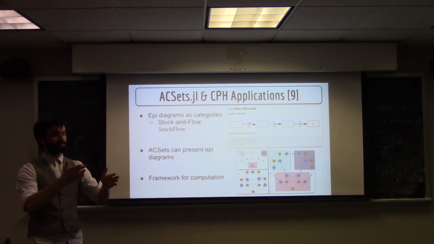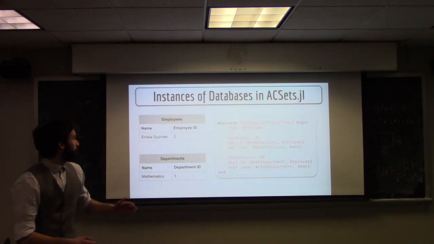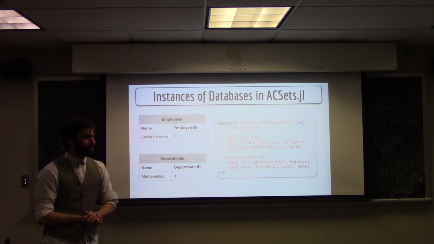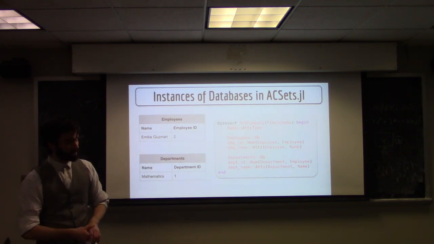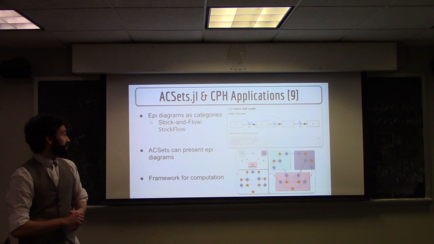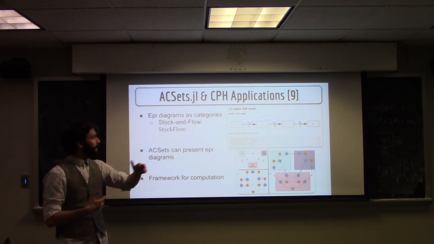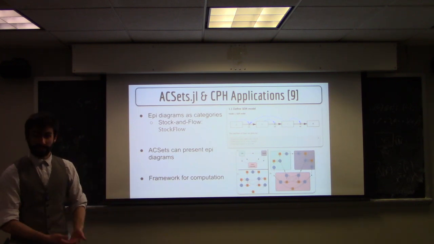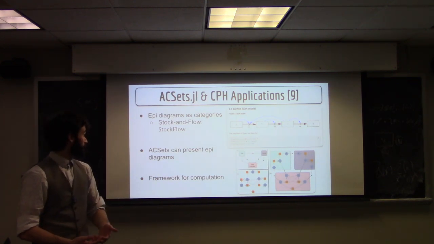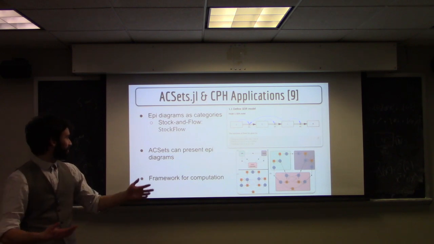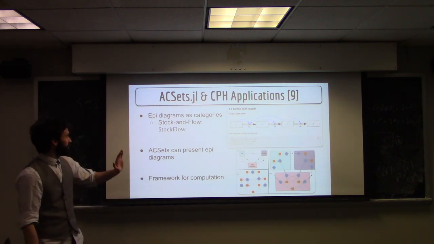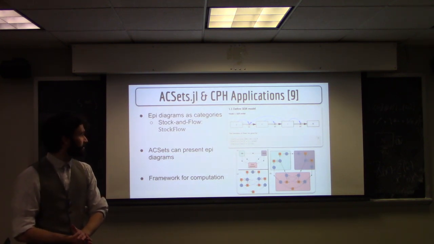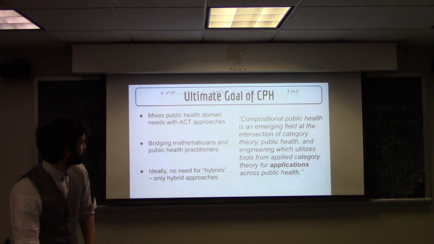If we go back to our example from the previous slide, we have databases as well as tables. We can understand that in the ACSet language, but just as well, we can now understand these more complicated diagrams, be it Petri nets or stock and flow diagrams, similarly using the ACSet interface, because these can be understood categorically. And finally, we get to that exciting notion that allows this to be an entire framework for computation within the setting of applied category theory and applications in compositional public health.